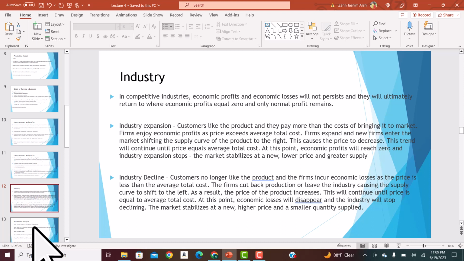So to sell more output, prices will decrease, and this will go on until the economic profit comes down to normal profit, or equals zero, which is the minimum level needed to sustain in the market.